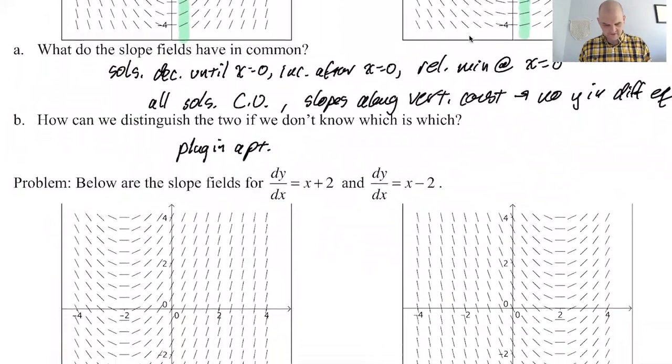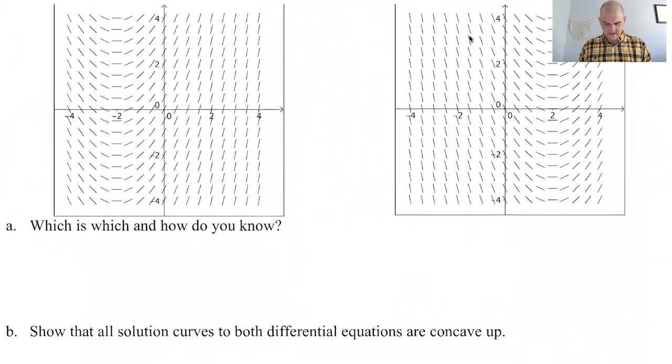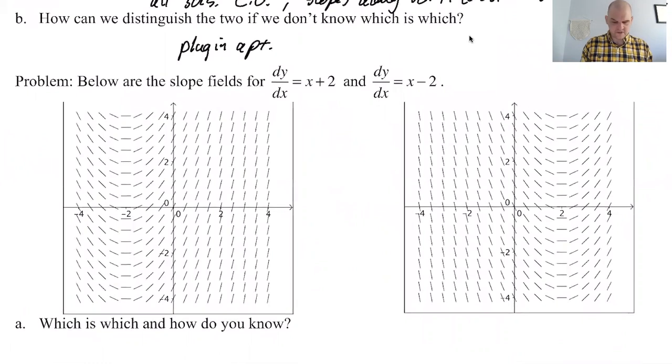So let's take a look at these. We need to decide which is which, and we need to say how we know. Well, okay, so what I look for always is zero slopes because that's the most useful, it's kind of the fastest way, right? So here I see a lot of zero slopes, and then on this one, I see zero slopes over here.